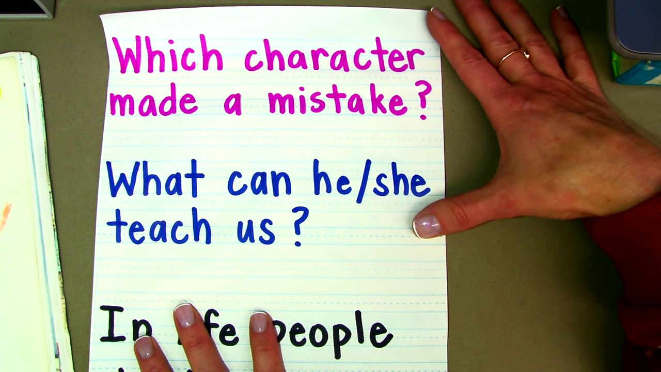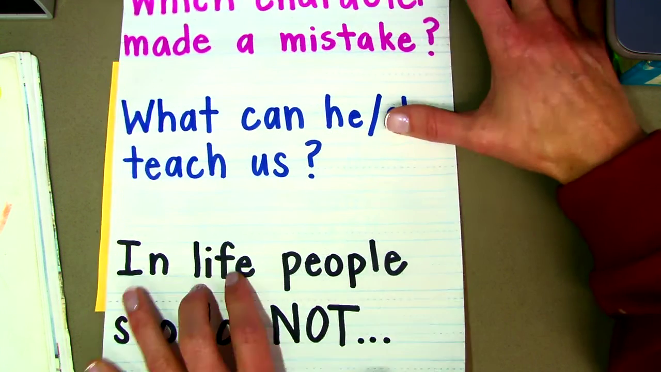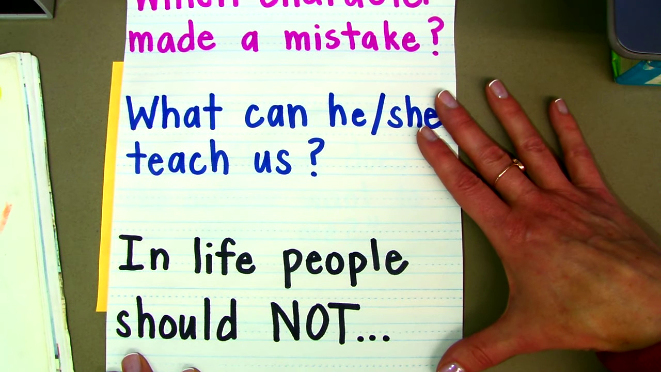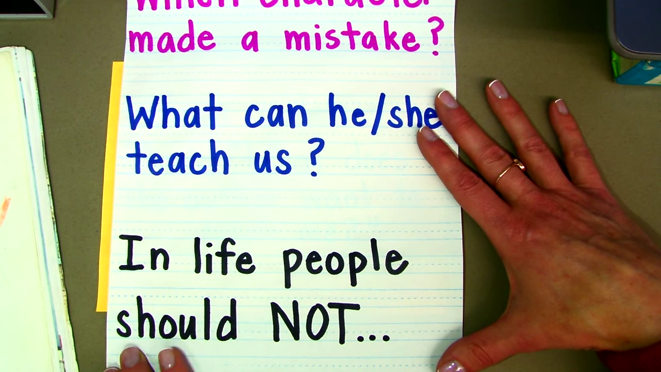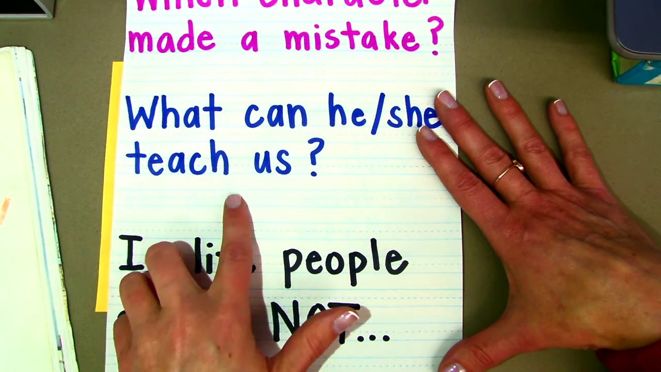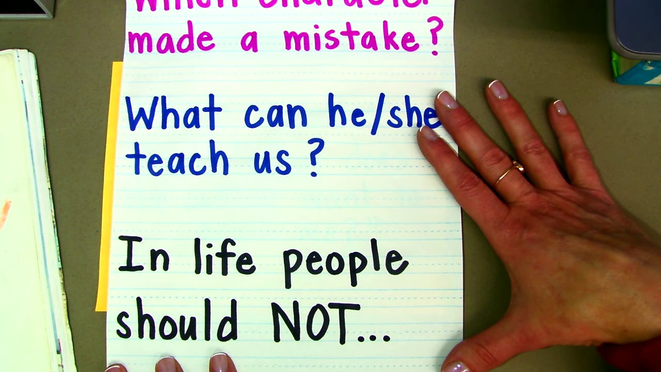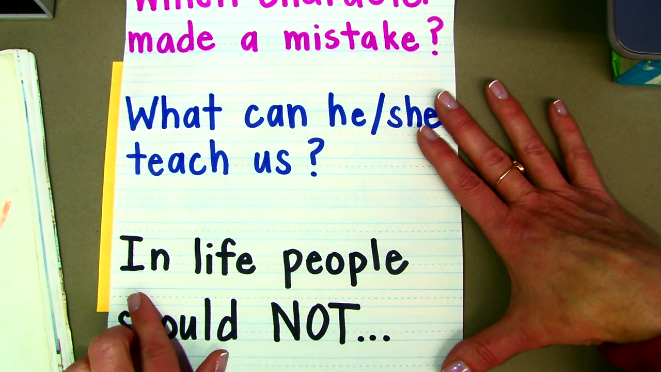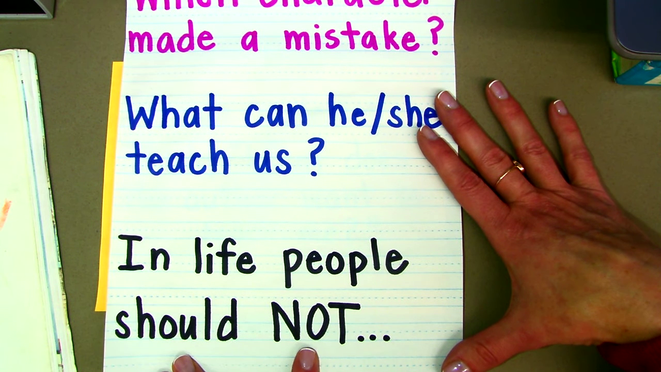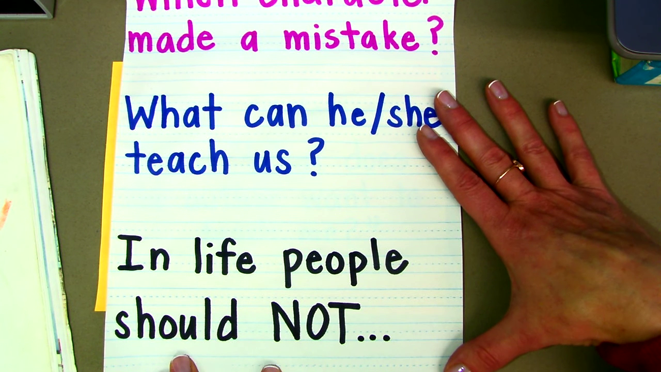So what can Beatrice teach us about how we should not act in life or how we should not handle things? Well, Beatrice was also showing that negative trait of being stubborn, right? She assumed she didn't like books and didn't like the library, and she hadn't really given it a chance. So maybe the author's message is, in life, people should not be afraid to try new things.